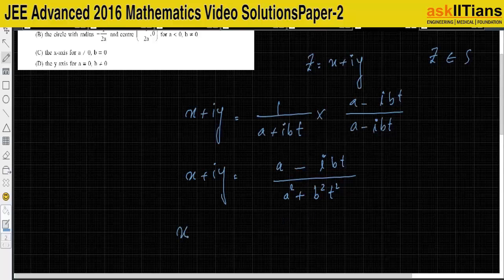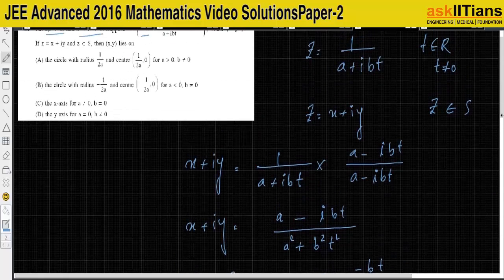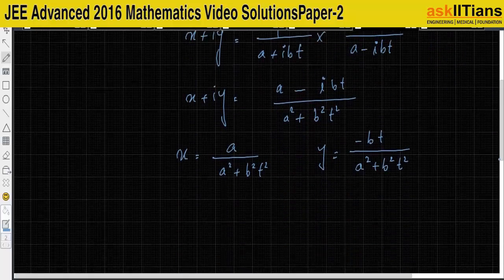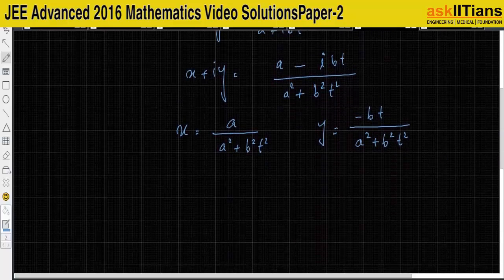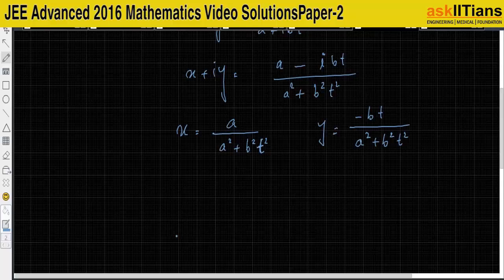So from here if I compare, I'll get x equal to a divided by (a square plus b square t square), and y as minus bt divided by (a square plus b square t square), right? So these are the values of x and y that I'm getting. Now this (x, y) lies on what? If I eliminate t from here, I'll get some equation, and that equation will be an equation of a circle. So I have to find out the center and the radius of that particular circle.